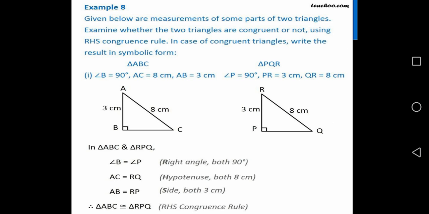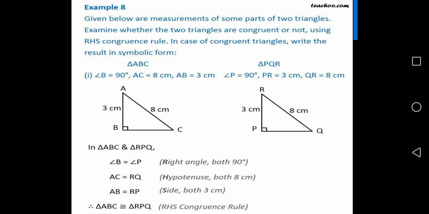Here, let us start. Angle B is congruent to angle P. Yes, now what is the reason? Because both are right angle triangles, both are of 90 degrees. And AC is congruent to RQ, both are of 8 centimeters. This part is opposite to the 90 degree angle, that is the hypotenuse. Understood? So AC is congruent to RQ. Now last it comes, AB is 3 centimeters, RP is also 3 centimeters. These two are equal.